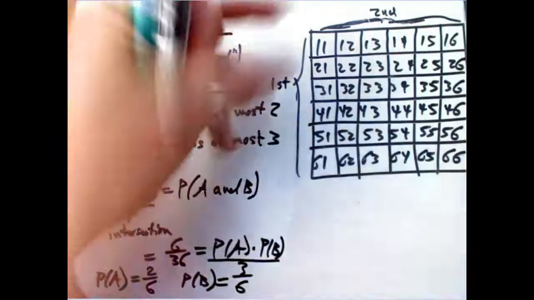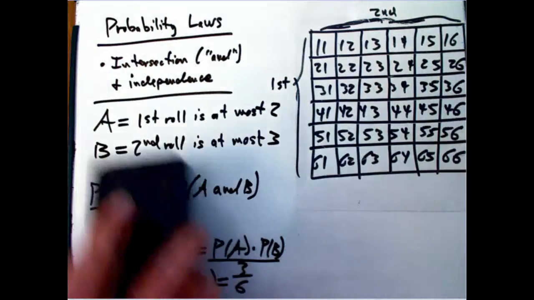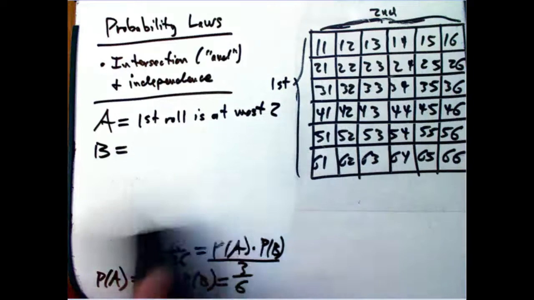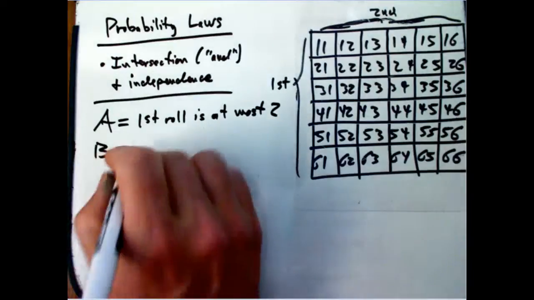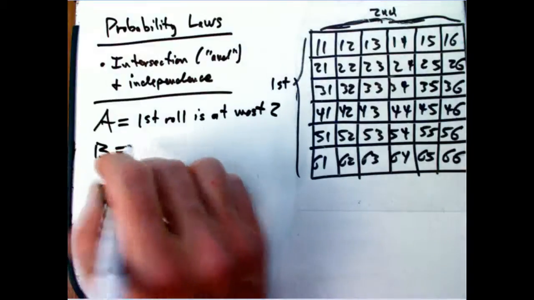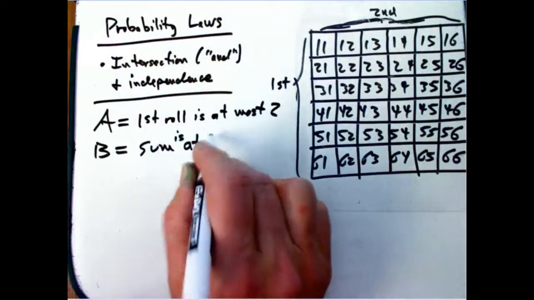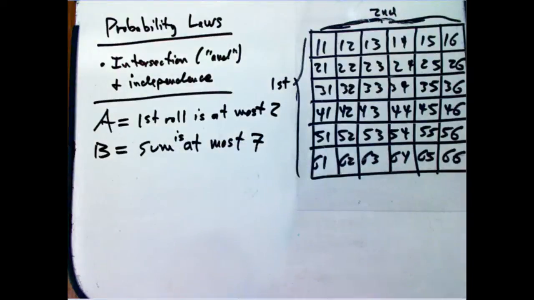Okay, so now I want to try another example. I'm going to leave A the same, and I'm going to change B. And we're going to see if that's always true, and it won't be. And then we're going to try to see what was special about the first example that made that work. So, dry erase marker. Let's say for B, let's put a condition on the total, the sum. Let's say the sum is at most 7. Okay, so that's a familiar event from other videos.